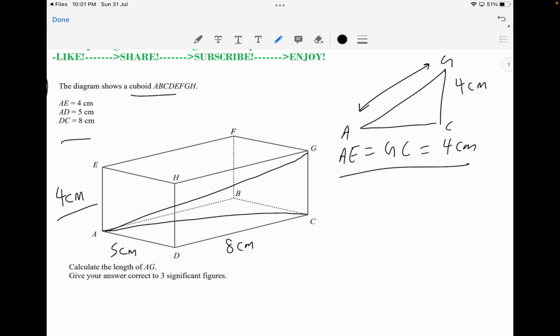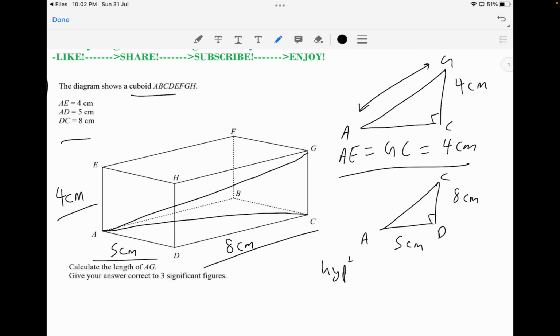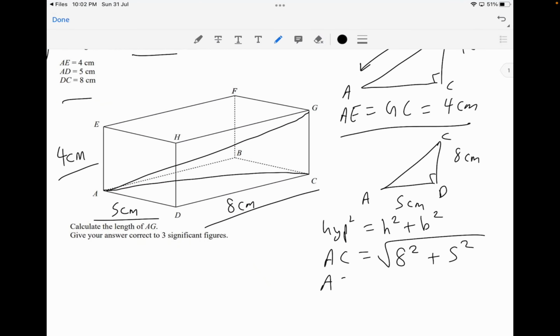After analyzing that, we know that AC has the sides DC and AD, so we're going to draw another right angle triangle. These two are right angle triangles. So we have ACD, where DC is 8 centimeters and AD is 5 centimeters. To find AC, we use the Pythagoras theorem: the hypotenuse squared is equal to the height squared plus the base squared. The hypotenuse in this case is AC, so we put a square root, where the height is CD. It's going to be the square root of 8 squared plus 5 squared, which gives us the value of AC.